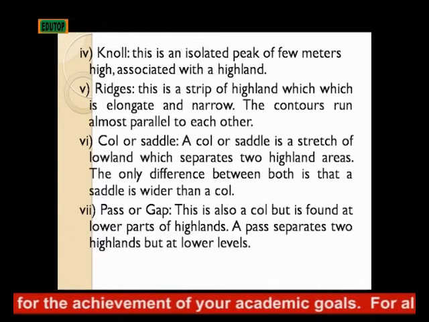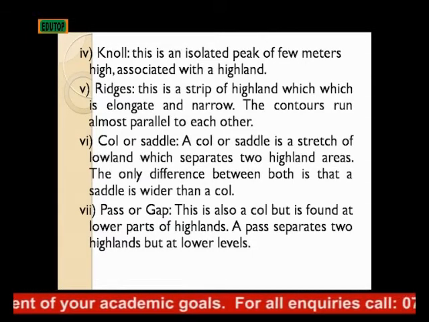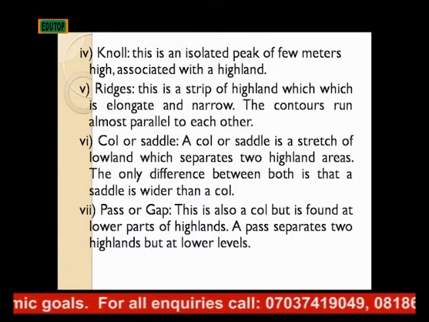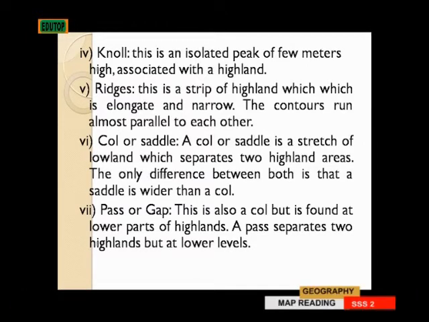We also have what we call the col or saddle. A col or saddle is a stretch of lowland which separates two highland areas. The only difference between both of them is that saddle is wider than a col, but they all look alike.